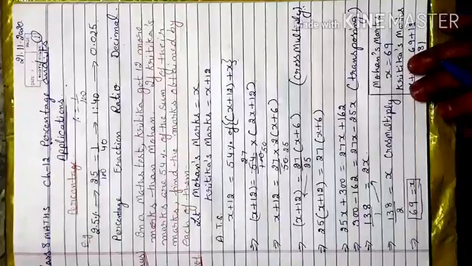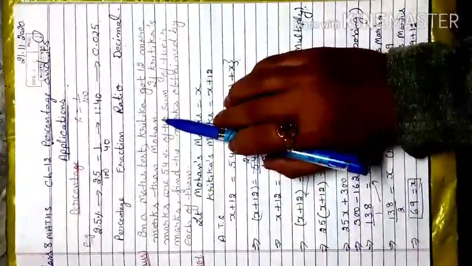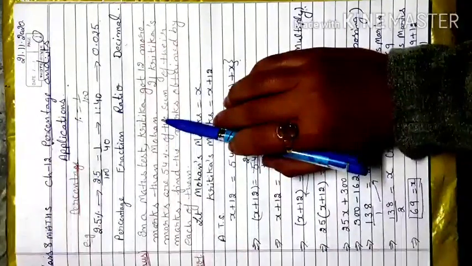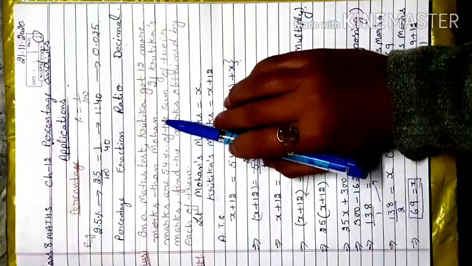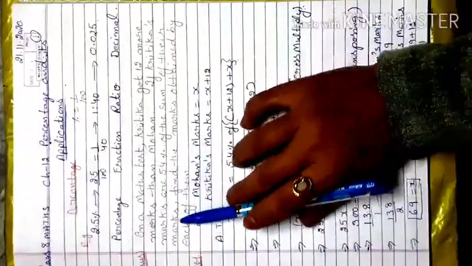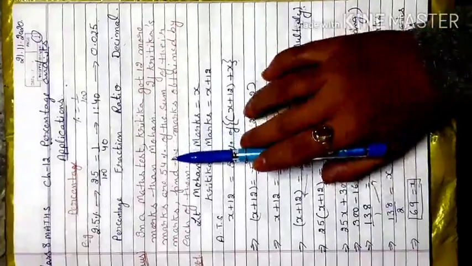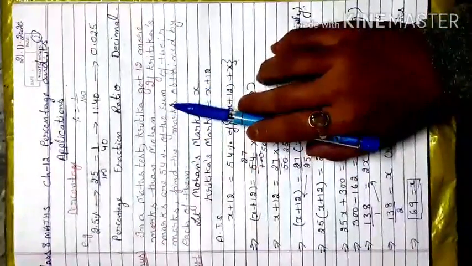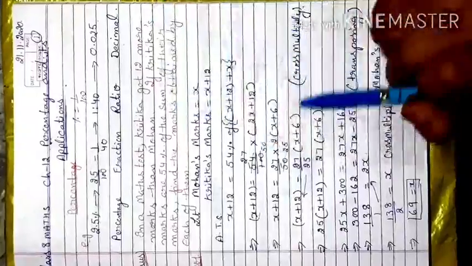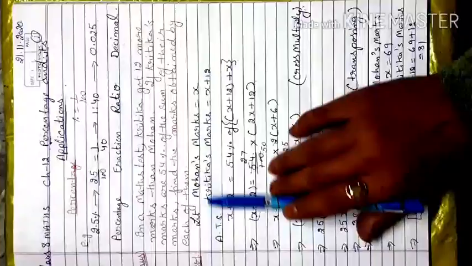So suppose we have a question. In a math test, Kritika got 12 more marks than Mohan. That means whatever marks were got by Mohan, Kritika got 12 marks more. Kritika's marks are 54% of the sum of their marks. The meaning of this statement is, if you add both the marks got by Mohan and Kritika, then 54% of that total is equal to Kritika's marks. You have to find the marks obtained by each of them.